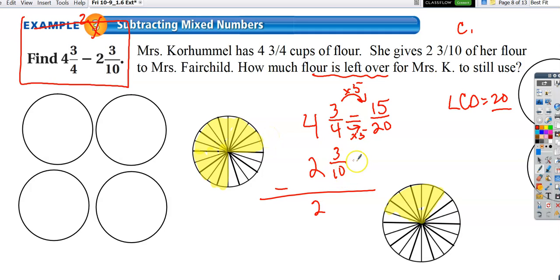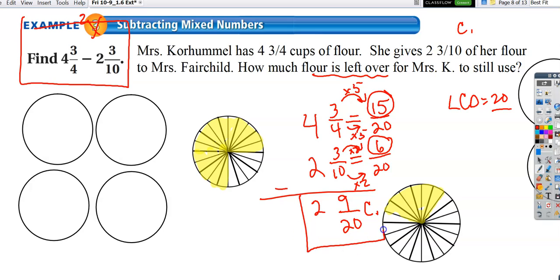Now I'm going to change the 3/10 into an equivalent fraction over 20. This one's a little bit easier, right? Because we multiply by 2. So I multiply the numerator by 2, and I get 6/20, which is exactly what we counted. So now I've got 4 take away 2 is 2, and now I know the size pieces are going to be 20ths because my denominator stays the same. And now I have 15 minus 6, which is 9. So I get 2 and 9/20, and then I'm going to put in cups because that was my unit. My units, 2 and 9/20 of a cup is left.